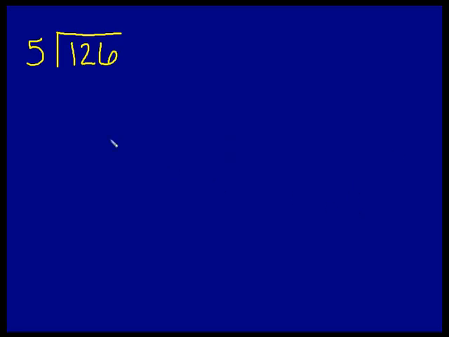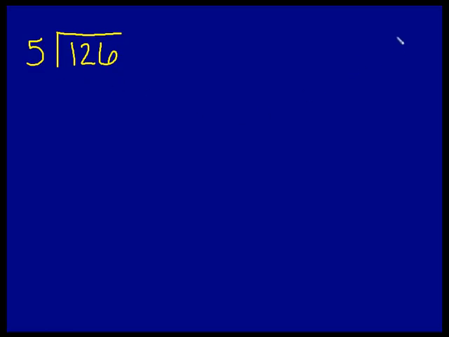In this video, we're going to be discussing division. We're going to be looking at a strategy that looks somewhat like the traditional method, but it isn't exactly like the traditional method. So we're going to start with the problem 126 divided by 5.